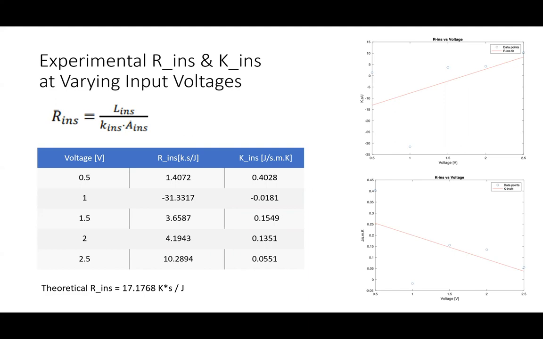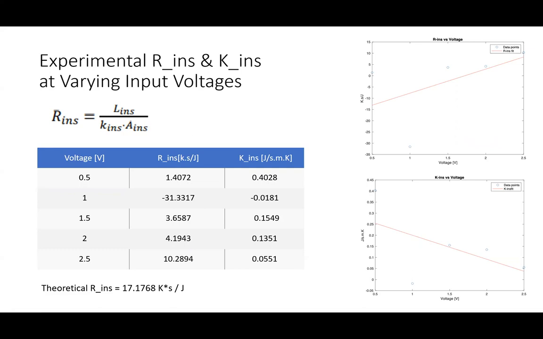In general, the experimental R insulation values are much smaller than the theoretical value of 17.1768. We can expect the experimental value to be less than theoretical because the material has imperfections in it, such as holes and cracks. The K insulation values are not consistent between tests. However, there may be a more distinct linear relationship if the outlier data is withheld from the linear fit calculation.